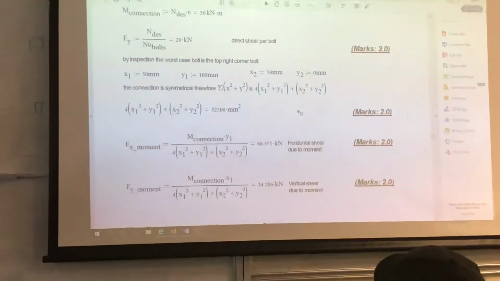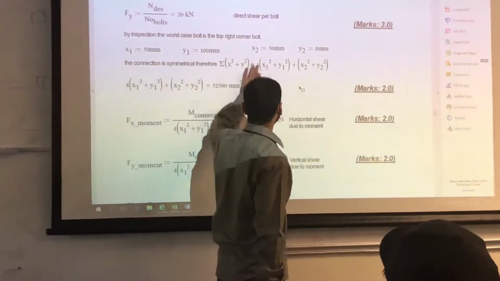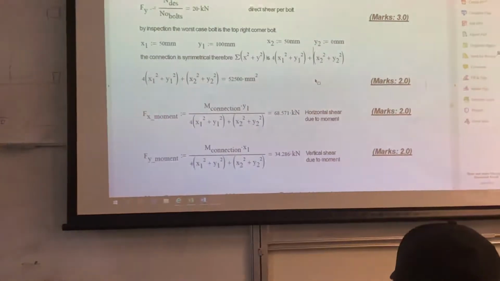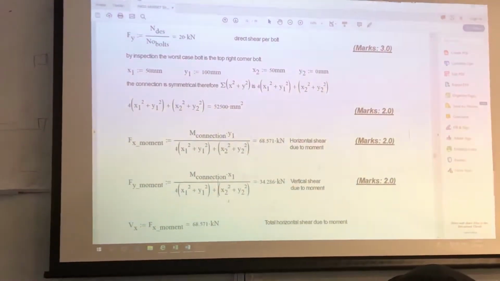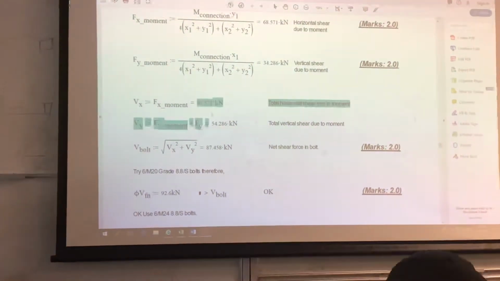This is for 1 bolt. Whatever is here is for 1 bolt. This is for 1 bolt. So we have 4 of them, 2 of them, right? So there should be 2 here and a 2 here. Okay.